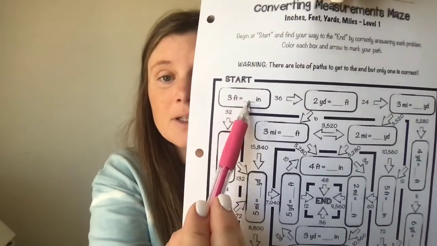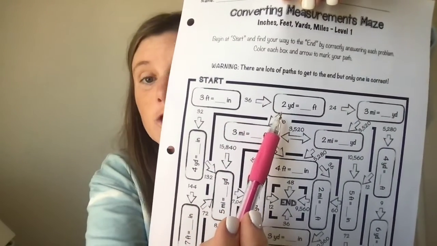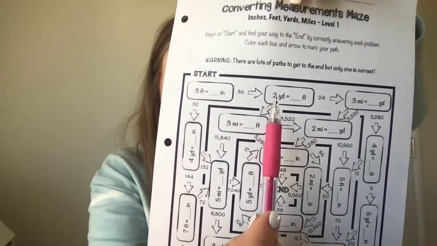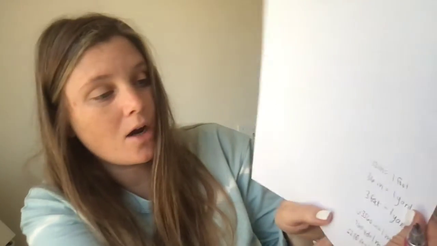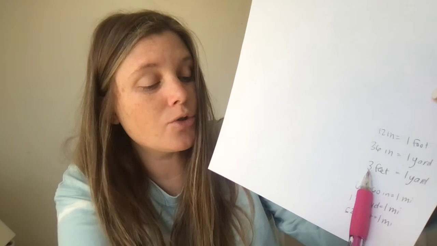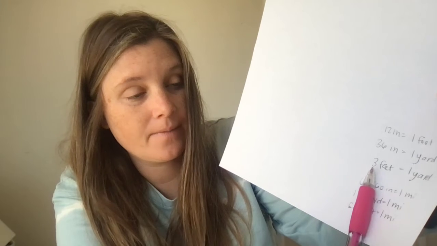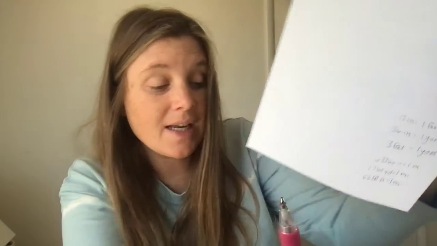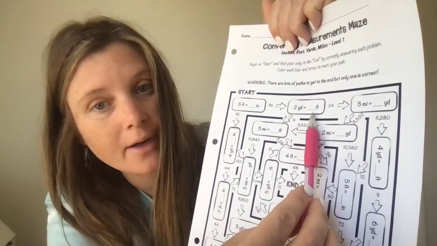We color this in or put a star right here, and then we follow. We find 36, and we go to the next one. 2 yards equals how many feet? Well, how many feet is in 1 yard? 3. So 2 yards equals how many feet? 6, right? Okay, 6. So color this in or put a star in it or whatever. Let's go down.